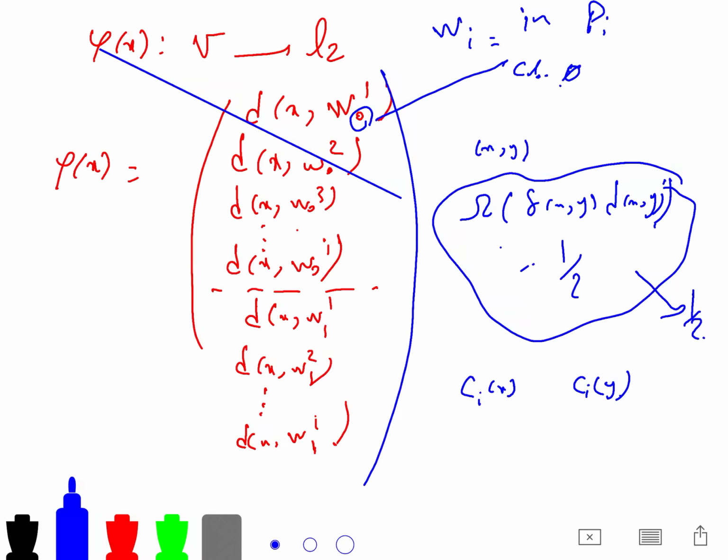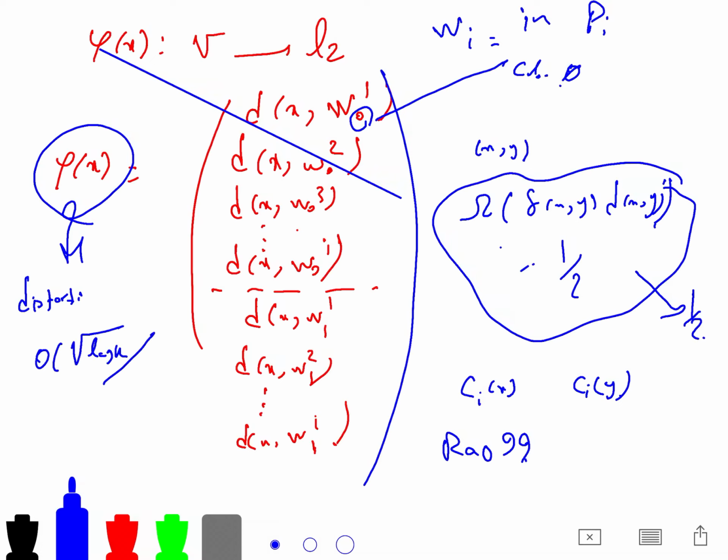And Satish Rao, in 1990, showed that this phi has distortion of log K over delta X and Y. And you see why this log appears. And of course, this is the first embedding that you could imagine and comes to your head, but you can improve it using the James Lee approach, which is the measured descent.